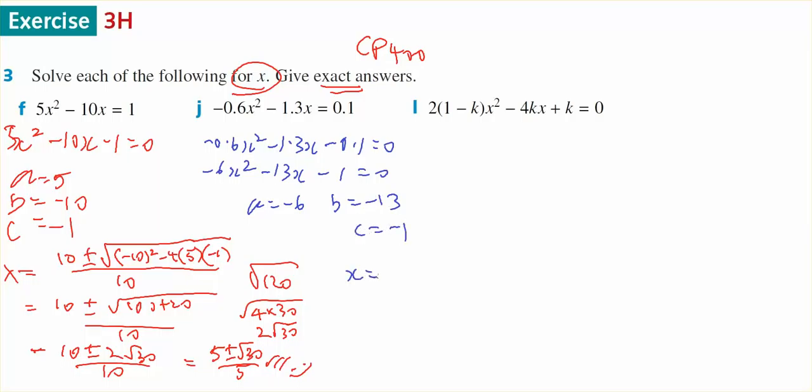Which means x will equal 13 plus or minus the square root of negative 13 squared, which is 169, minus 4 times negative 6 times negative 1. It will be a minus times a minus times a minus, so minus 4 times negative 6 times negative 1 will stay negative. Minus 24, all over negative 12.